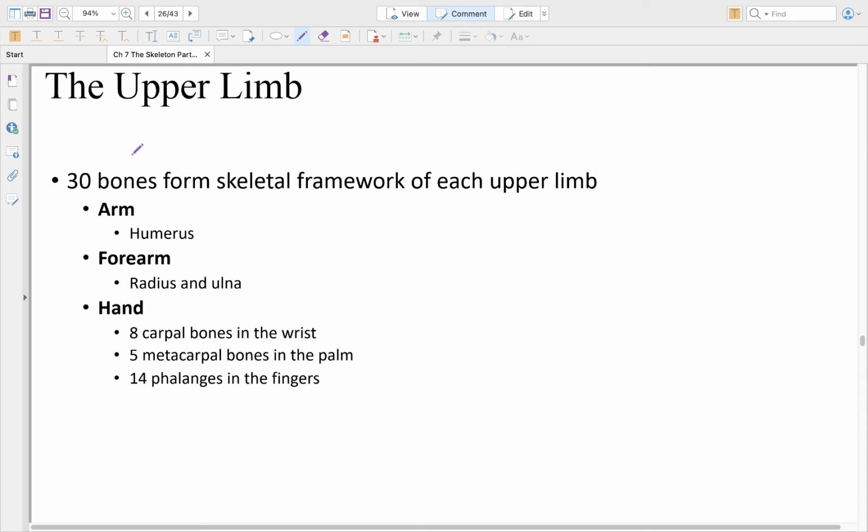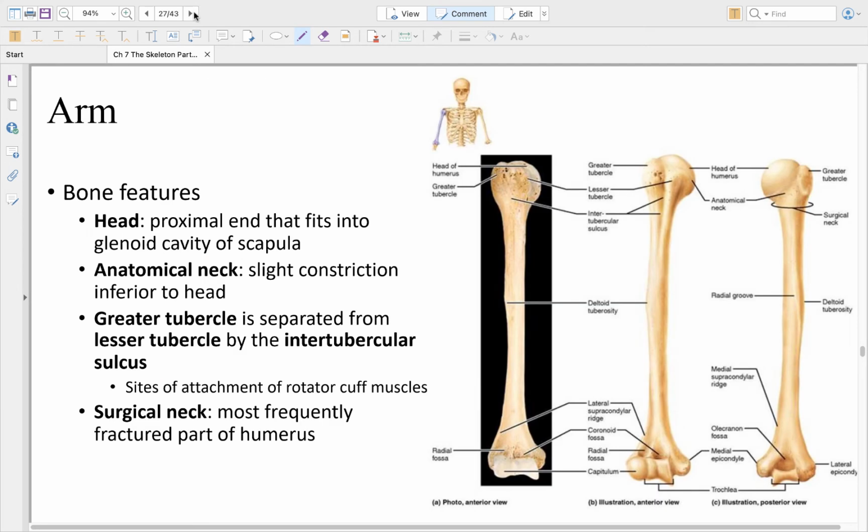Okay, the upper limbs have 30 bones for each upper limb. So we have a humerus for the upper arm, the radius, the ulna, 8 carpal bones, 5 metacarpals, 14 phalanges. Okay, the humerus.